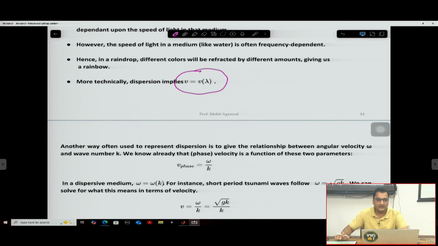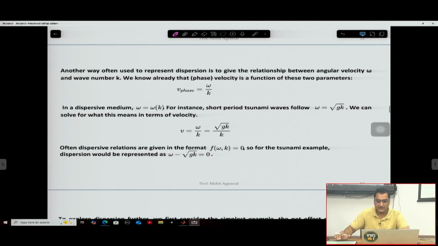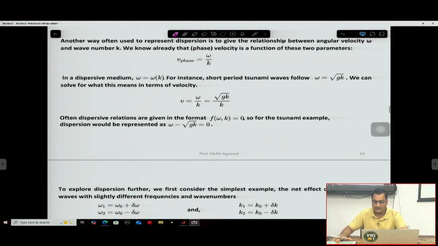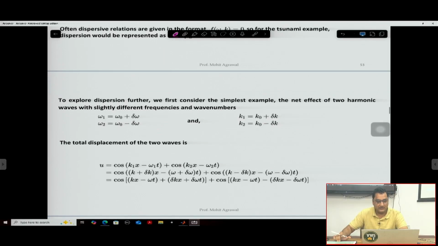Velocity is varying with respect to lambda. You can replace it either with frequency or maybe with period, and the phase velocities are a function of omega and k, omega being the angular frequency, k being the wave number. And we also saw the dispersion happening in the tsunami. For a tsunami, if there are long period waves, the dispersion phenomenon won't occur.